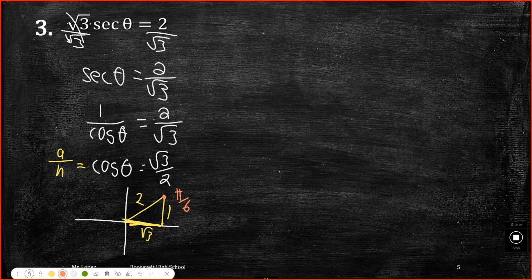Is that the only answer from 0 to 2 pi? That the cosine is root 3 over 2? No, nope. Isn't this one also an answer? Because it's still going to be positive root 3 over 2.